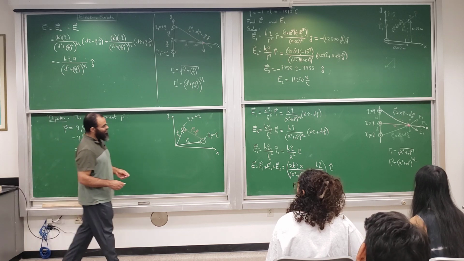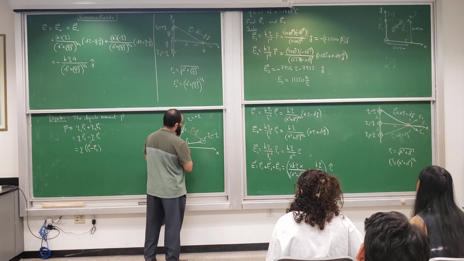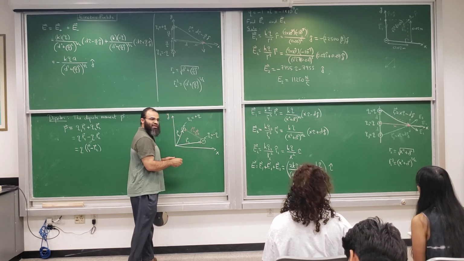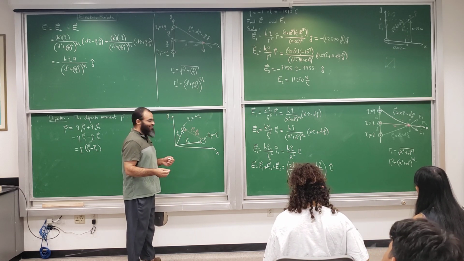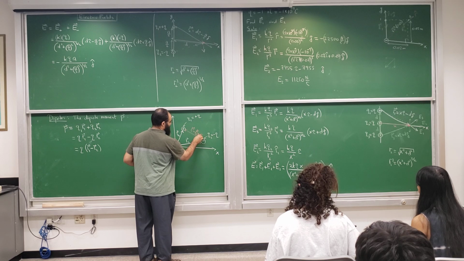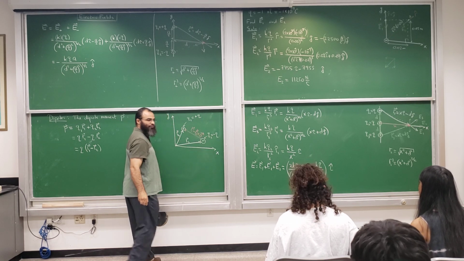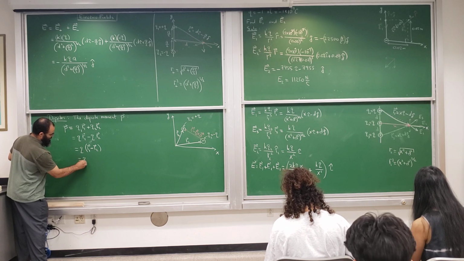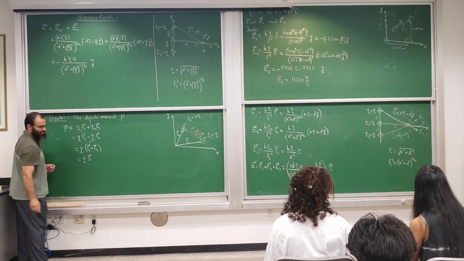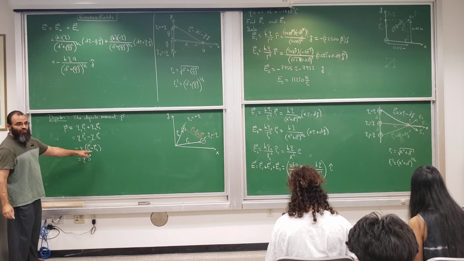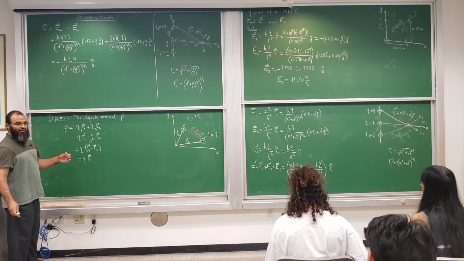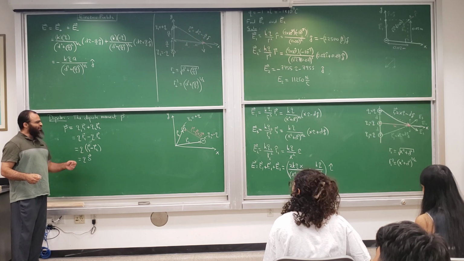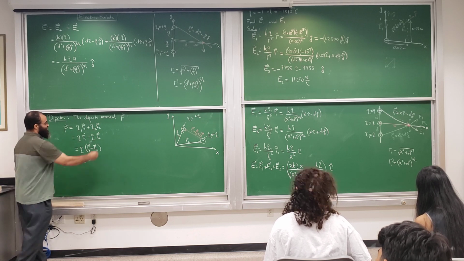Now this vector, R1 minus R2, is given a name. The vector that points from the minus to the plus is given the name S. S is just equal to R1 minus R2. So S always points from the minus to the plus.